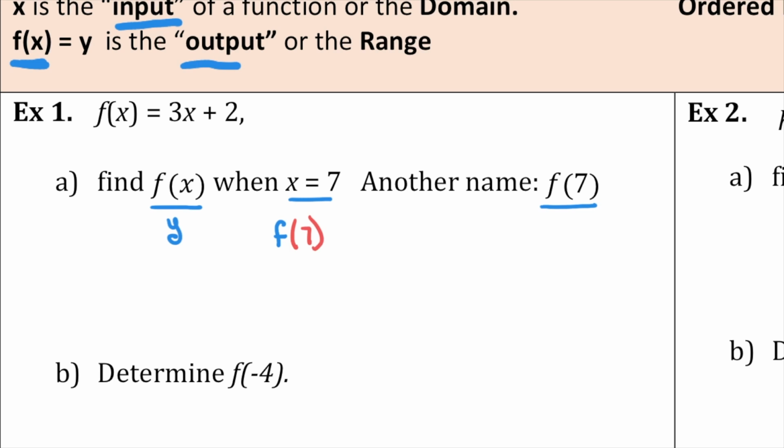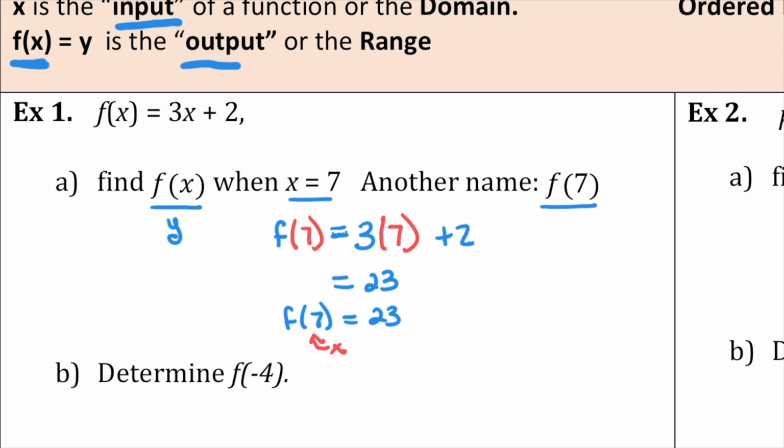In this problem, that will equal your 3. Now remember, we're replacing x's with the number 7. So we'll have 3 times 7 plus 2. We simplify our expression the way we have usually with our order of operations. We'll get 23. So f of 7 is equal to 23. Again, the 7 is your x value from your domain. The 23 is your y value.